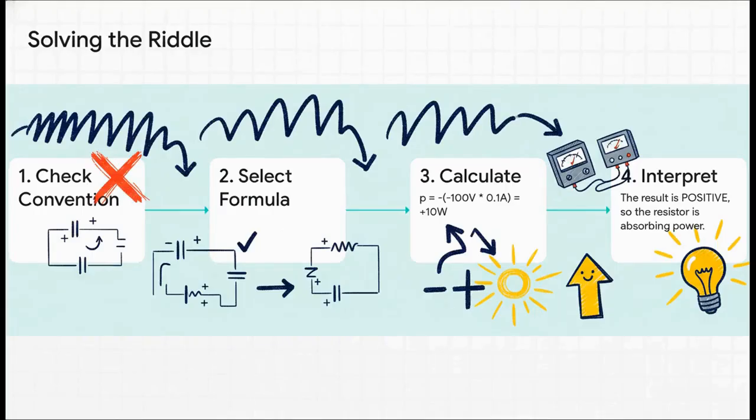Okay, let's walk through this. Step 1. We look at our diagram. The current arrow is entering the negative terminal. That's a clash with our convention. Step 2, because it clashes, we can't just use P equals V times I. We have to introduce a negative sign to correct for our clashing labels. So our formula is now P equals negative V times I. Step 3, we plug in the numbers. Power equals negative times our measured negative 100 volts times 0.1 amps. And what happens? The two negatives cancel out, giving us a result of positive 10 watts. And there you have it, riddle solved. The positive sign for power confirms that the resistor is doing exactly what it's supposed to do, absorbing energy.